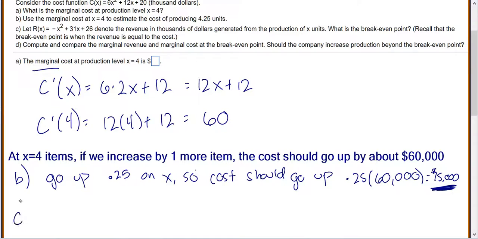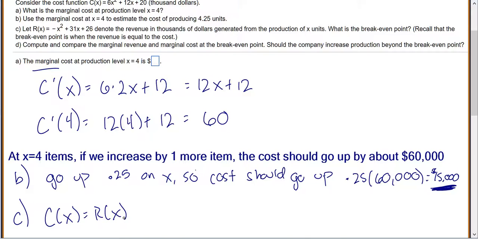Okay, C. Our revenue equals this function. It lists the revenue in thousands of dollars generated from the production of x units. What is our break-even point? Now, break-even point is when C of x equals R of x. They said when revenue is equal to cost.